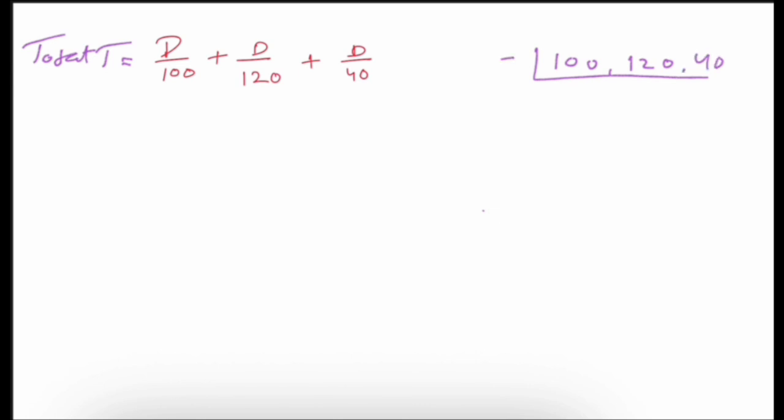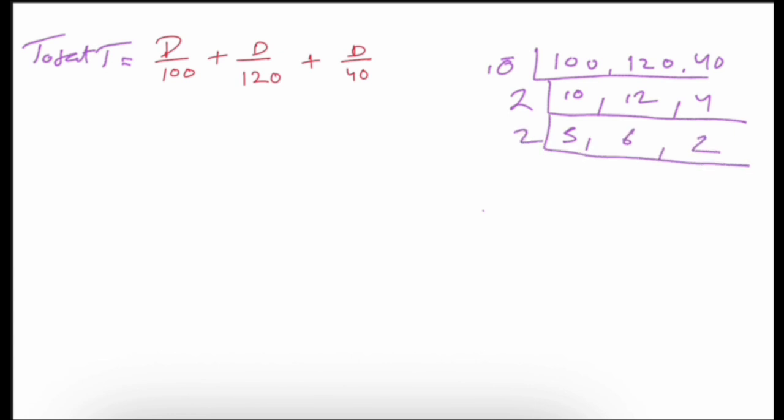I'll do directly with 10. This will become 10, right? This will become 12, and this is 4. Now since the smallest is 4, I'll go with 2. This will be 5, 6, and 2. I'm going with 2 again. This will be 5, 3, and 1. So the LCM here is equal to 10 into 2 into 2 into 5 into 3 into 1. If you multiply this, we get the LCM to be 600.